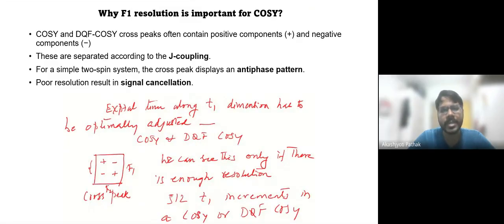So why is F1 important for COSY? Because we saw that the F1 resolution actually carries the information about the J coupling, right? And if your F1 resolution is not well resolved, then what can happen? The positive and negative peaks in your cross peaks can overlap and cancel each other. The in phase absorptive signal and the anti phase absorptive signal can cancel each other. So that is why it can result in poor resolution, resulting in signal cancellation.